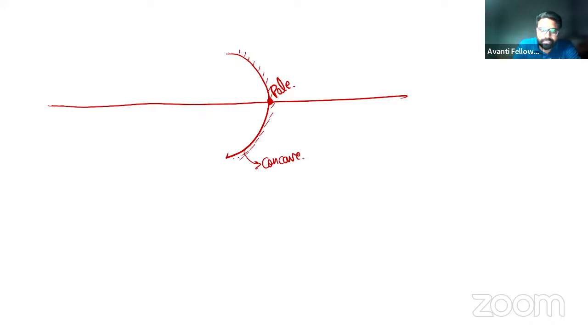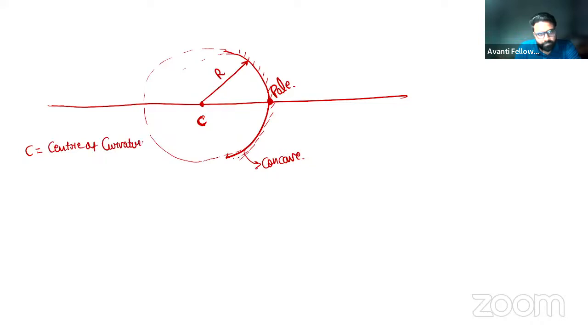ठीक है. अब ये जिस स्फेयर का पार्ट है, उसकी अपनी एक रेडियस होगी, उसका अपना एक सेंटर होगा. This point is C, and if you connect it, this is the radius of curvature. ये क्या बोलते हैं? सेंटर ऑफ कर्वेचर. इस C को हम क्या बोलते हैं? सेंटर ऑफ कर्वेचर. Got it? Pole is the midpoint of the reflecting part.